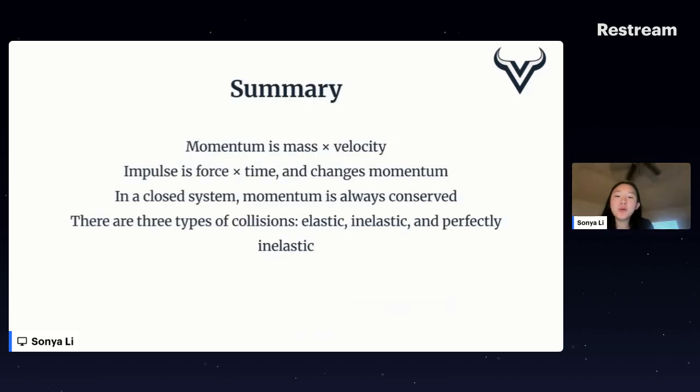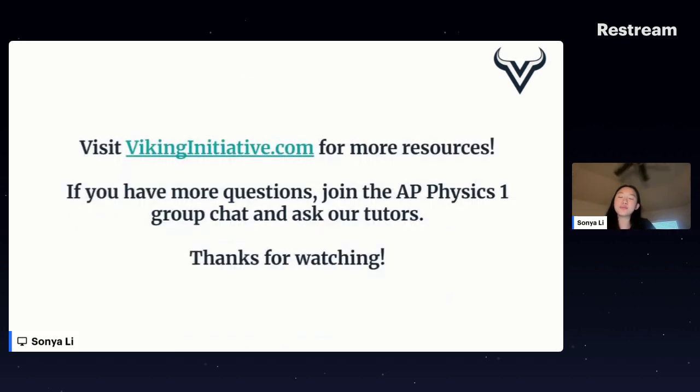To sum it up, momentum is mass times velocity. Impulse is force times time and changes momentum. In a closed system, momentum is always conserved. Collisions can be elastic or inelastic. Pay attention to whether kinetic energy is conserved as well. And that's it for Unit 4. Practice with collision problems, draw your system diagrams, and remember, momentum is always conserved.